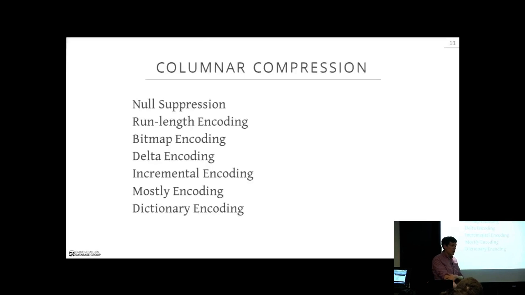I'll do my best to say where it's called different things in different systems. Sometimes it's called bitmap encoding, bit vector encoding, delta encoding, value encoding. I'll try to tell you when they're called different things, but they mean the same thing. For the most part, these are all examples of compression schemes that are used in the major data warehouse systems available today. So we'll go through each of them one by one and look at some key examples.